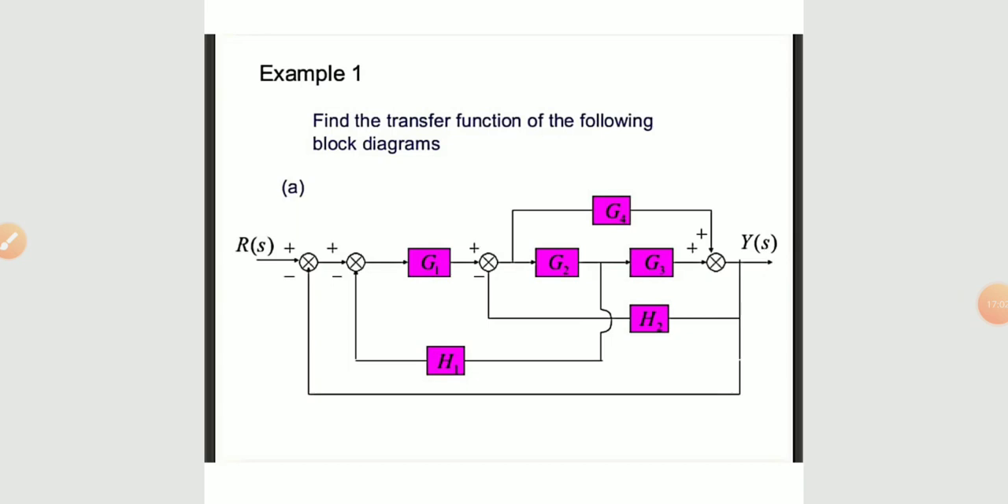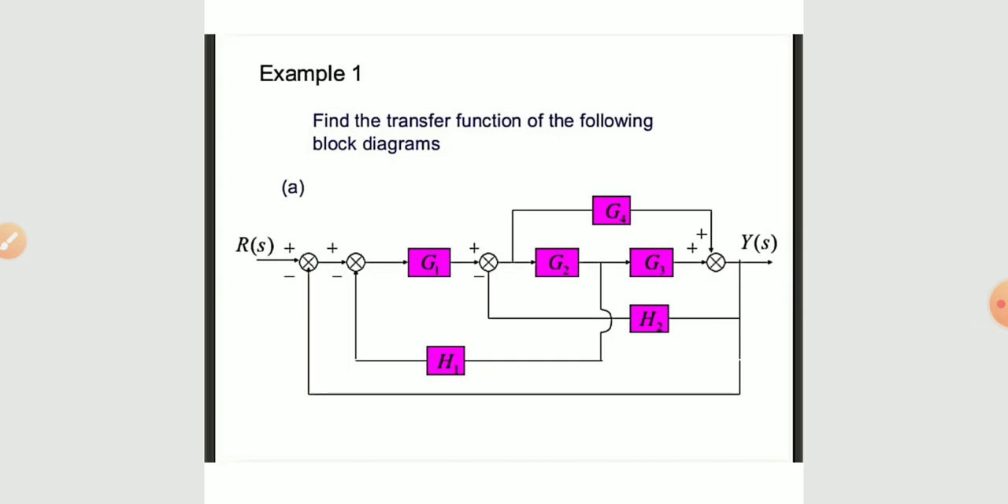Now we can understand these techniques by an example. Find the transfer function of the following block diagram. This is the block diagram and we need to find its transfer function. Here the input is R(s) and the output is Y(s), and all the elements are connected like this.